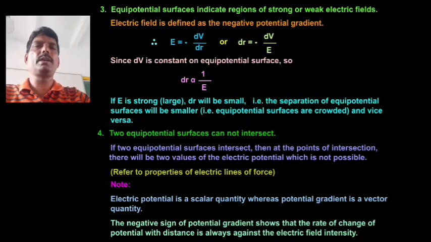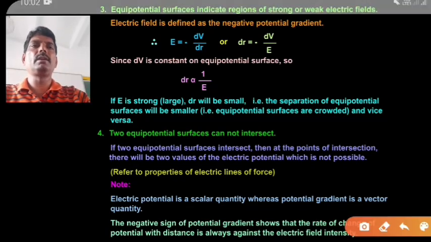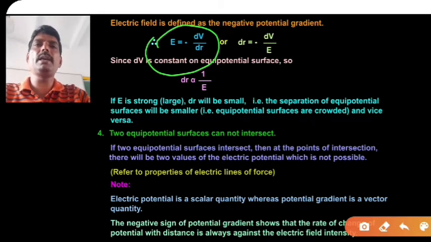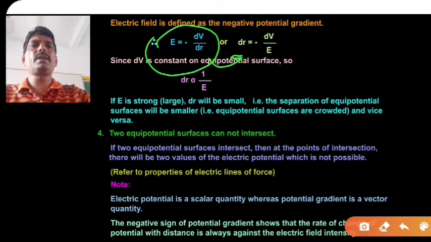For the isolated point charge, maybe a positive or maybe a negative charge. Suppose now the electric field is given by the equation E = -dV/dr, where dV/dr is nothing but the negative potential gradient. Or you can represent that equation as dr = -dV/E.